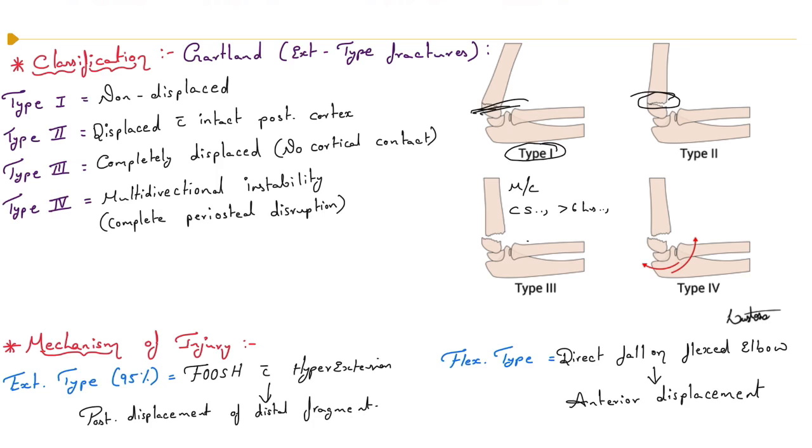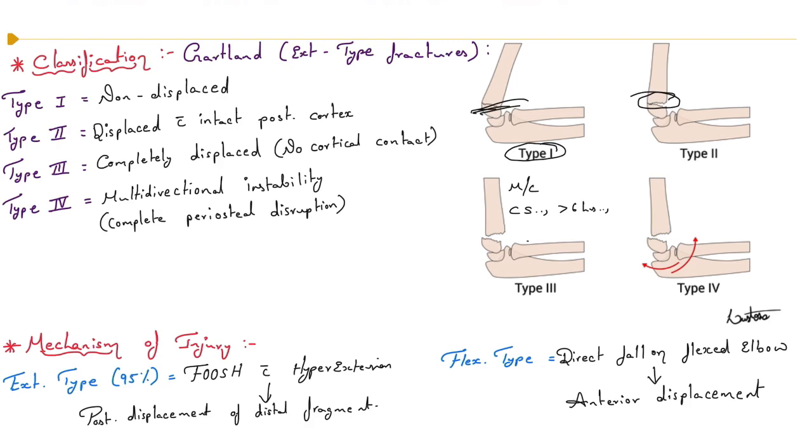Okay, when it comes to type 4, it's mostly multidirectional instability or periosteal disruption. Here, the external force came from multiple directions, so that's why we can see multidirectional instability, or complete periosteal disruption. In X-ray we can easily find out these type 1, type 2, type 3, type 4 fractures.